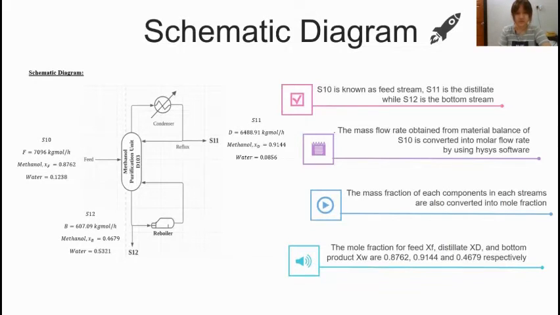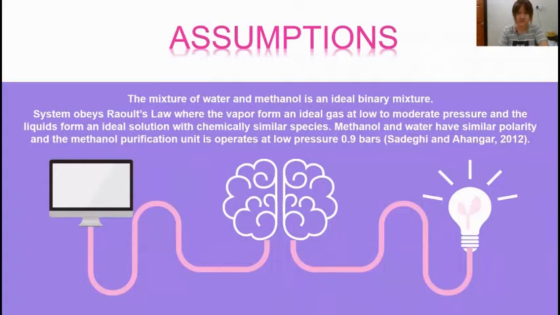counter-currently. So the mass flow rate of S10 that we obtained from the material balance in chapter 2, we convert into the molar flow rate by using HYSYS software. And the mass fraction of each component in each stream is also converted into mole fraction. The assumption that we have made in this part is that the mixture of water and methanol is an ideal binary mixture. The system obeys Raoult's law, where the vapor forms an ideal gas at low to moderate pressure and the liquids form an ideal solution with chemically similar species.